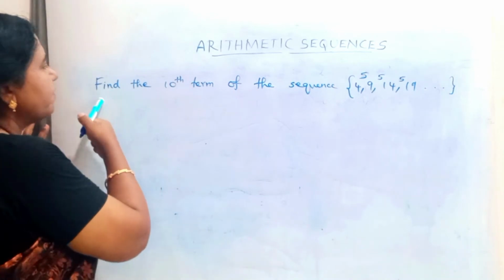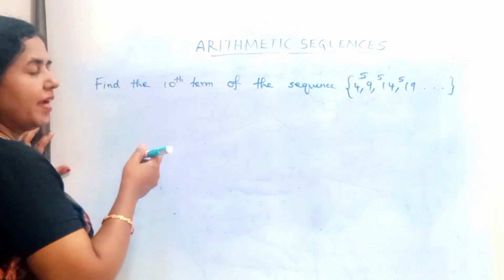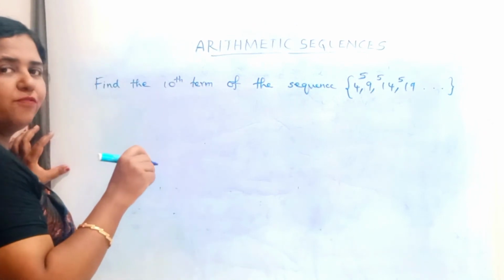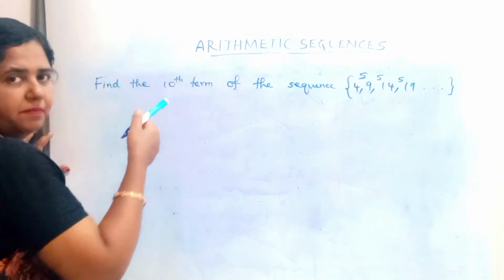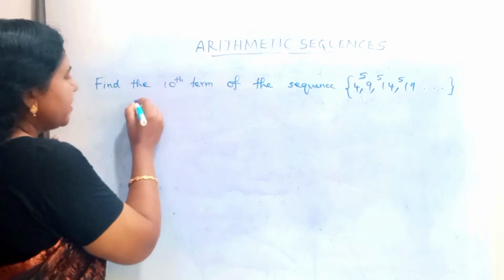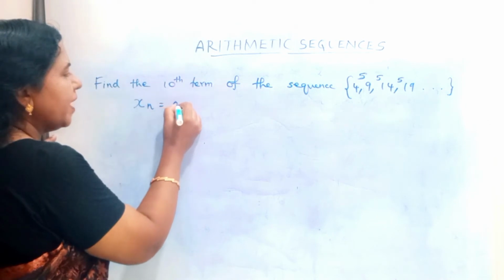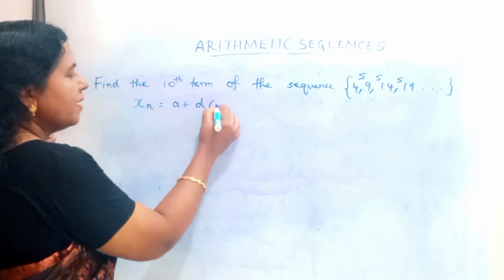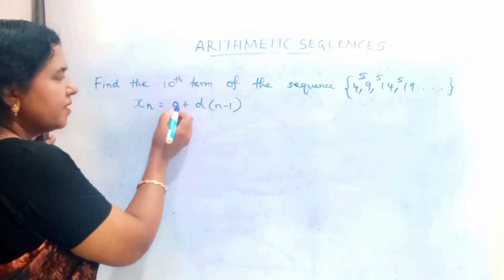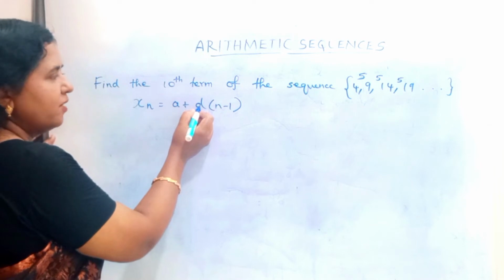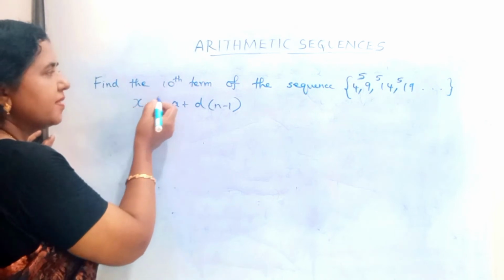Now we are asked to find the 10th term of the sequence. So first we have to write down the general expression for the terms present in the sequence. Since the 10th term is asked, the expression is xn is equal to a plus d into n minus 1. Just now we have seen this. Here a is the first term, d is the common difference, n is the position of the term in the sequence, and xn represents the term.